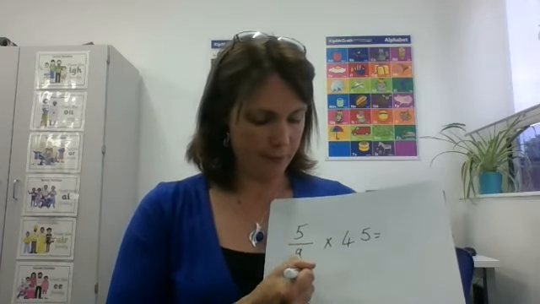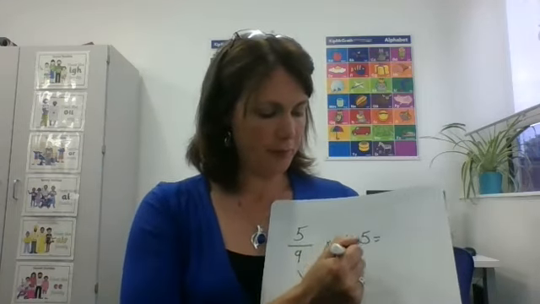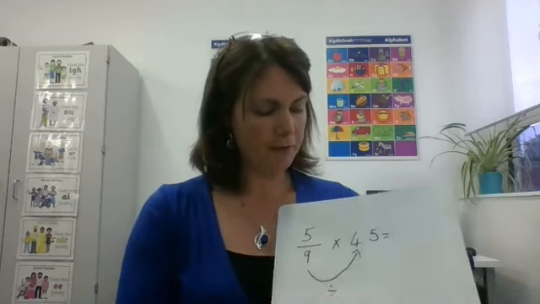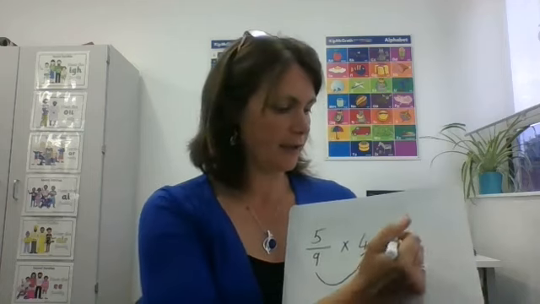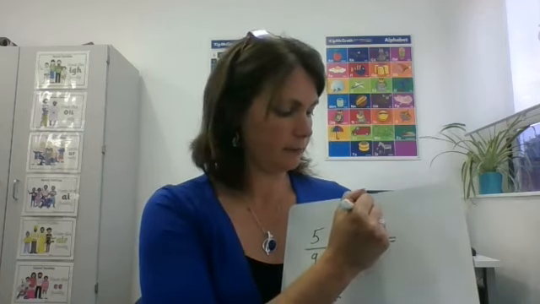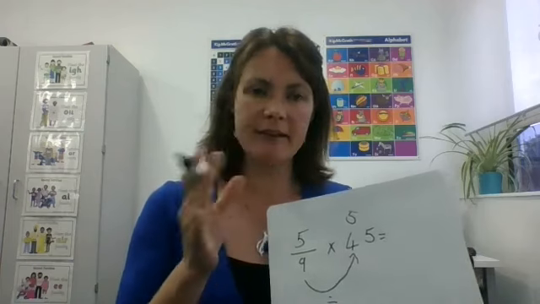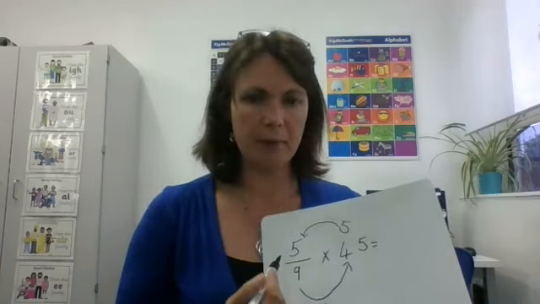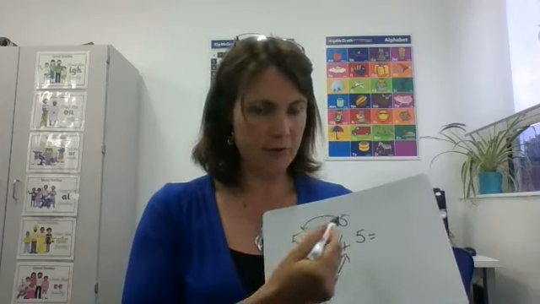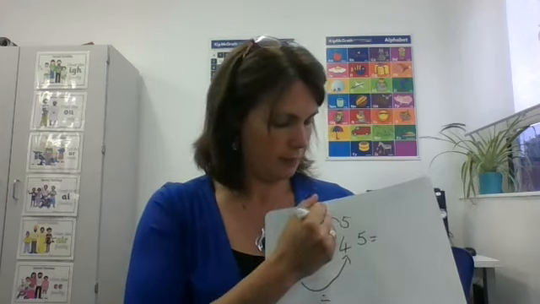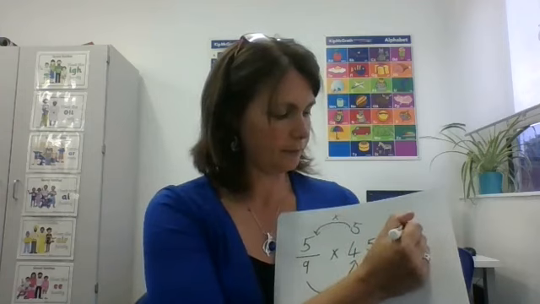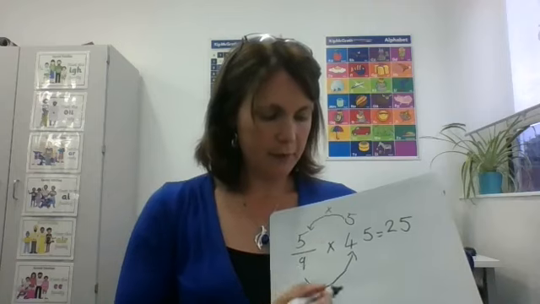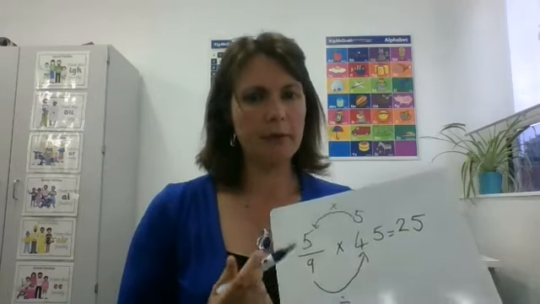What did I do before? I divided by the bottom number. I split my circle into 9. So I divided by the bottom. 45 divided by 9 is 5. And then, so each of my sections was 5. And then I times that by the top number to tell me how many I needed. I need 5. So 5 times 5 is 25. I divide by the bottom, I times by the top.